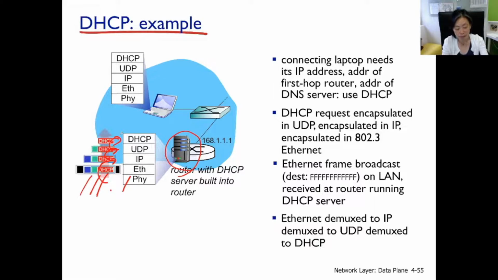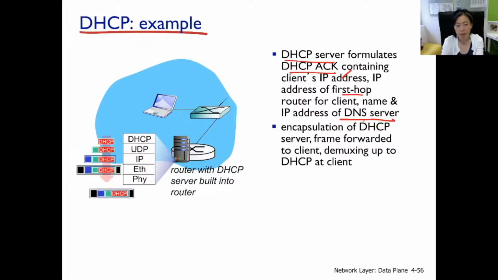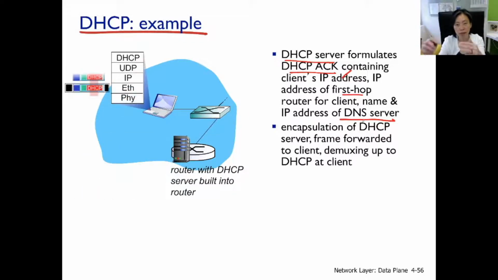So you see here, going all the way, Ethernet gets demuxed to IP, to UDP, and finally, the server side of DHCP. Now the server will generate the ACK message containing the IP address of the first hop and the IP addresses of the DNS servers, and so on and so forth. The process is very similar: encapsulate to UDP, encapsulate to IP, Ethernet, and the destination address being broadcast. The host here, although not having a specific IP address, is going to pick it up.